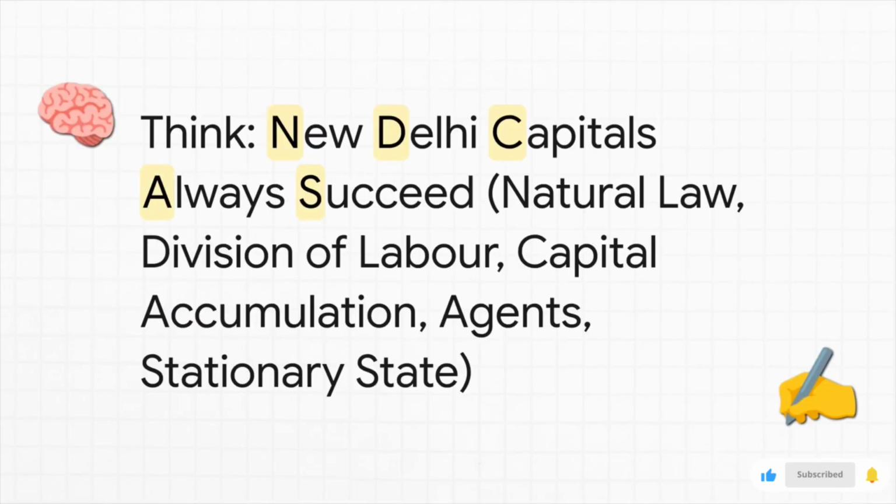Okay, I know that was a lot of key concepts. So for your exams, here is a little trick to remember the big drivers of Smith's theory. Just remember this sentence: New Delhi capitals always succeed. Easy enough, right? That'll help you remember natural law, division of labor, capital accumulation, agents of growth, and even the stationary state, which, by the way, is exactly what we're talking about next.